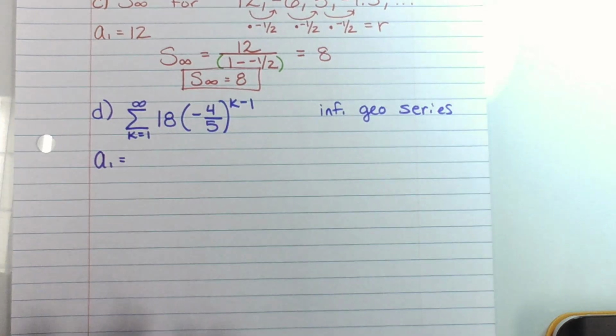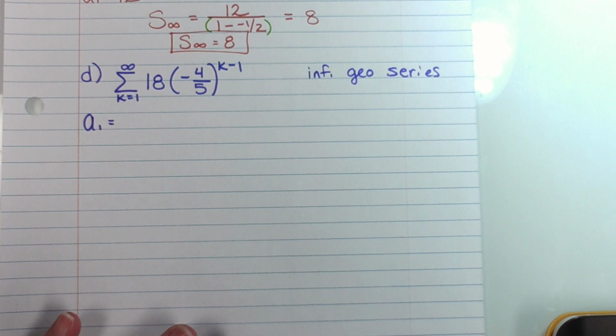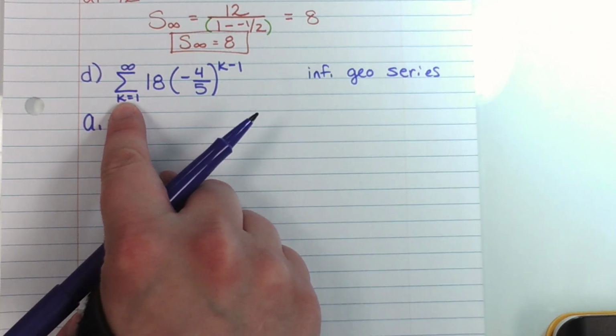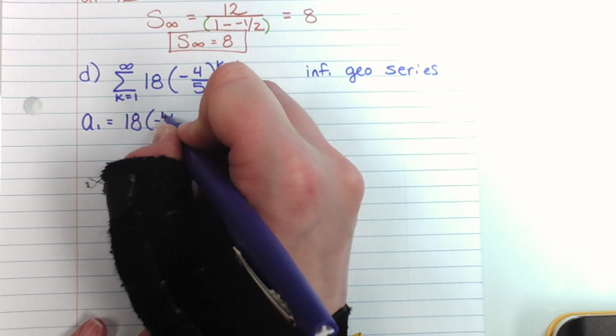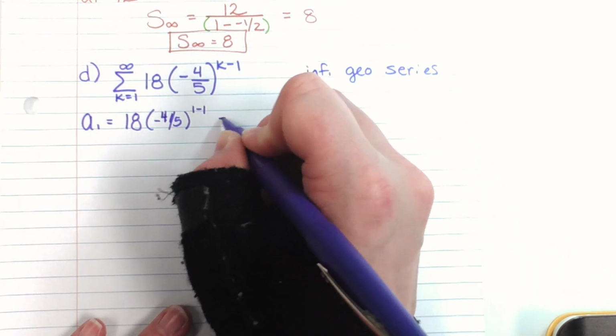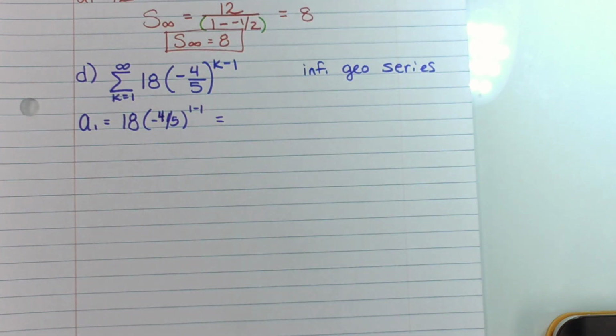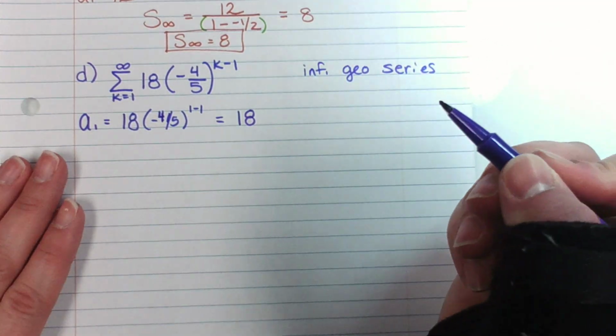How do we find a sub 1 when it's in sigma notation? Take that number and plug it into the expression. 18 times negative 4 fifths to the power of 1 minus 1. Now, for some reason, that 1 minus 1 exponent messes with people. Being to the power of 0 does not mean it becomes 0. Anything to the power of 0 is 1. That doesn't mean the entire first term is 1, though, either. The negative 4 fifths to the power becomes the 1. It becomes 18 times 1, which is just 18. When in doubt, type it into your calculator.